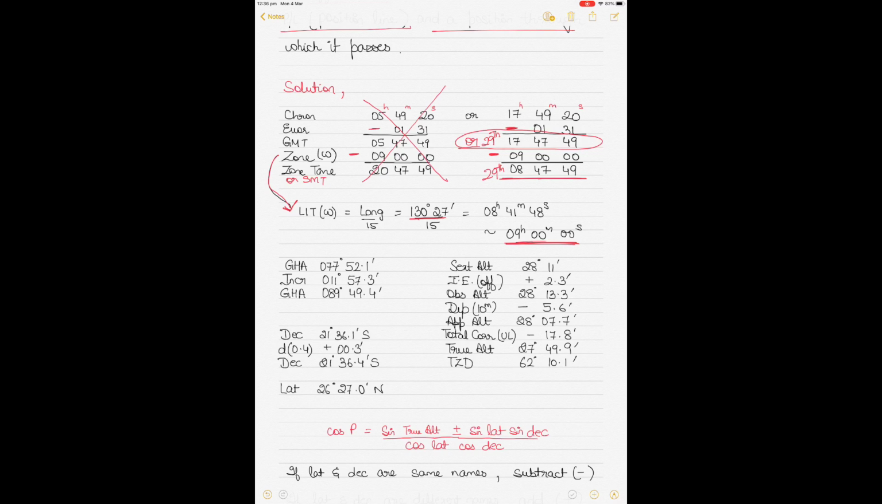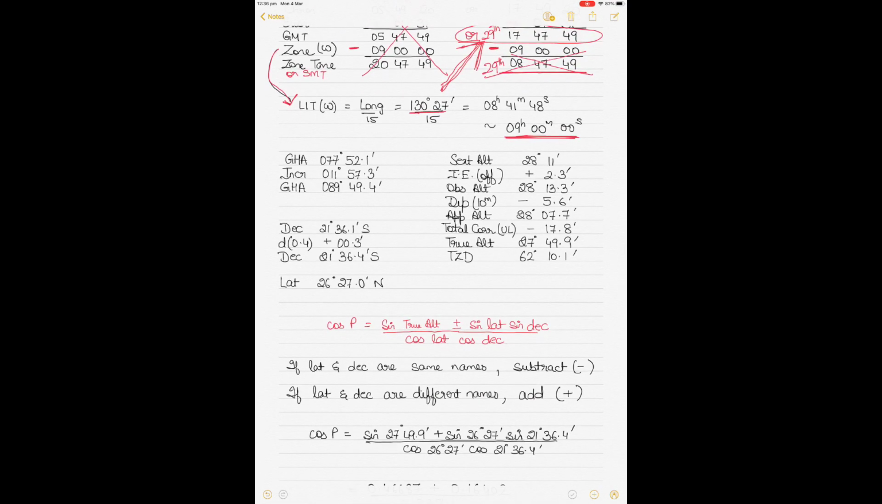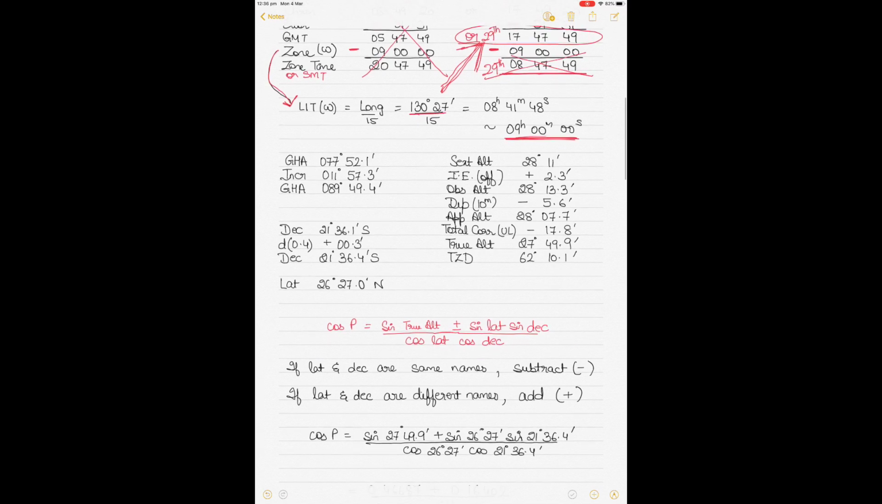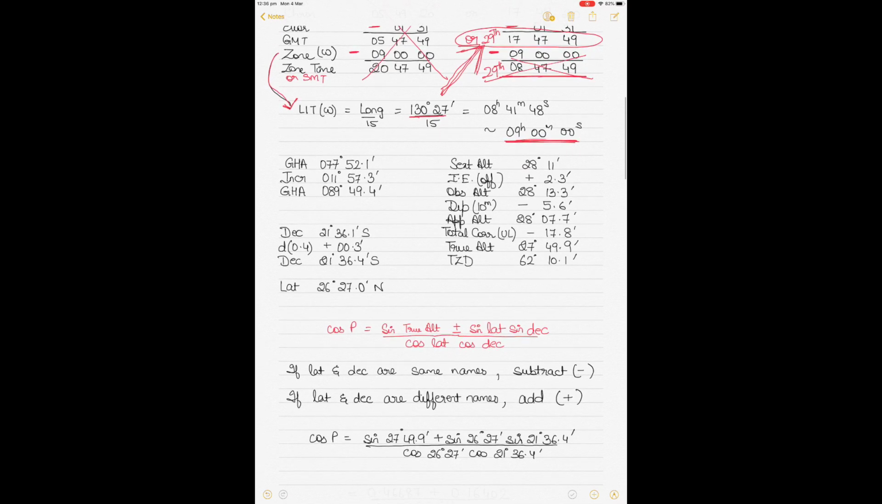Now many students get confused in the exam and start working with the zone time or ship's mean time. Don't do so. If you want, you can just cross it and continue working with the GMT time. This is the time you have to choose. All right, so that's the first step. We've got the date and the GMT time.